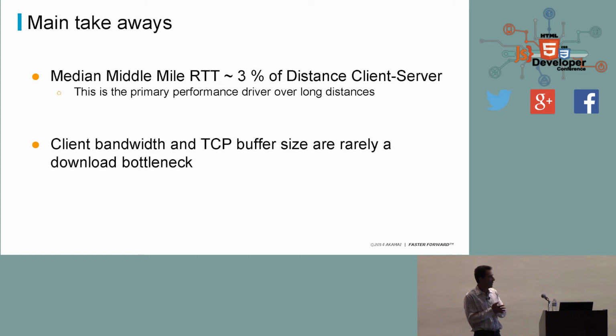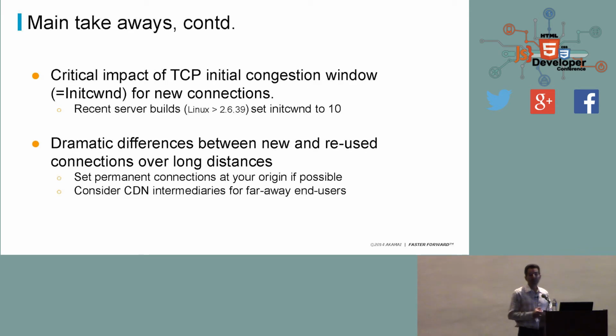The client bandwidth and TCP buffer size are not really a bottleneck. The congestion window is critical at the origin. In Linux, as of 2.6.39, it was raised to 10, which is already a while back. But some infrastructures don't change much, so do verify that you have this set to 10. And again, note the dramatic difference between a reused connection and a brand new connection.